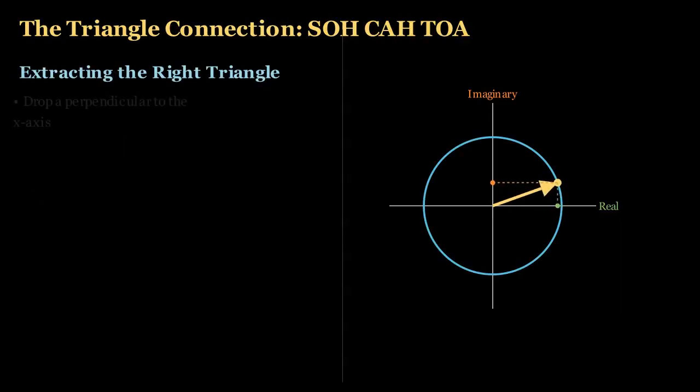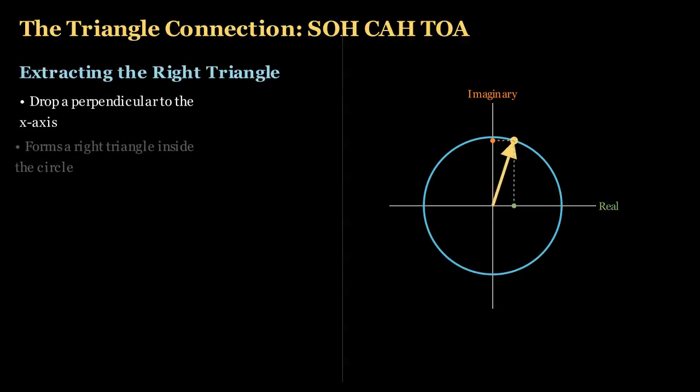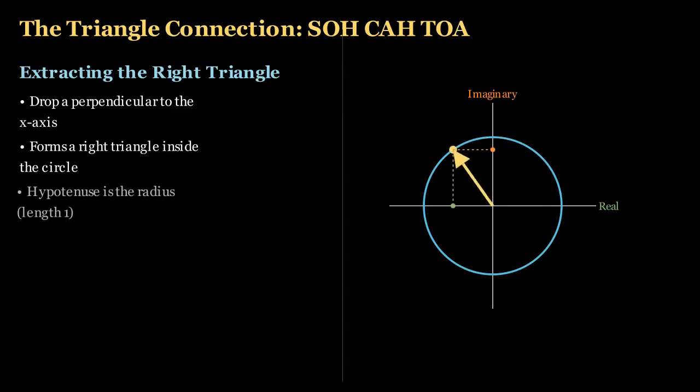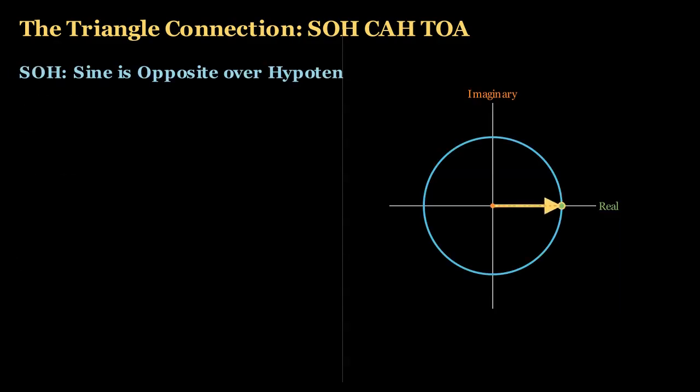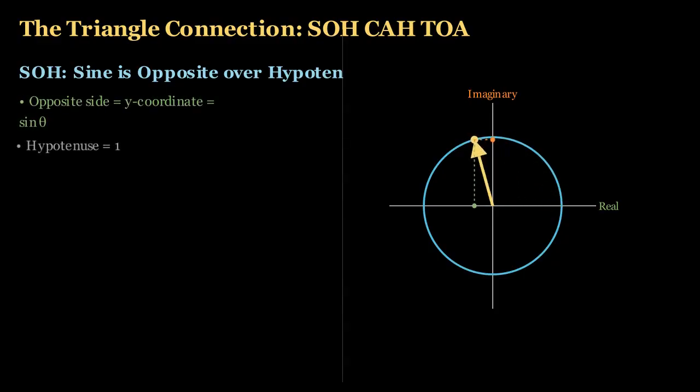We just saw the tangent as the slope of the radius. Now, drop a perpendicular straight down to the x-axis. This carves out a right triangle whose hypotenuse is the radius, exactly length 1. The vertical leg, opposite the angle, is exactly the y-coordinate, which we defined as sine. Since the hypotenuse is 1, the classic ratio opposite over hypotenuse simplifies to just sine itself.